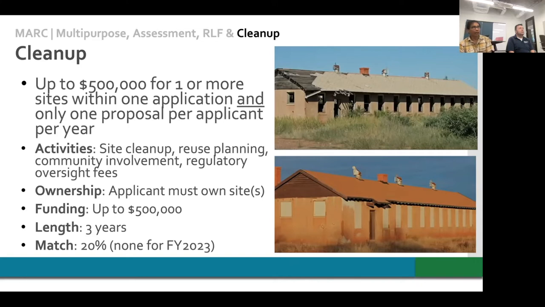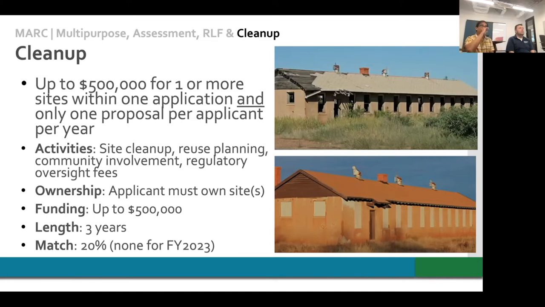Again, it used to have a match, but this year there is no match requirement. Is there a threshold for the no match requirement, or is that applying to all applicants? So is it just going to certain disadvantaged communities? No, that's for all applicants. Okay. And Scott, if I say something wrong, chime in.